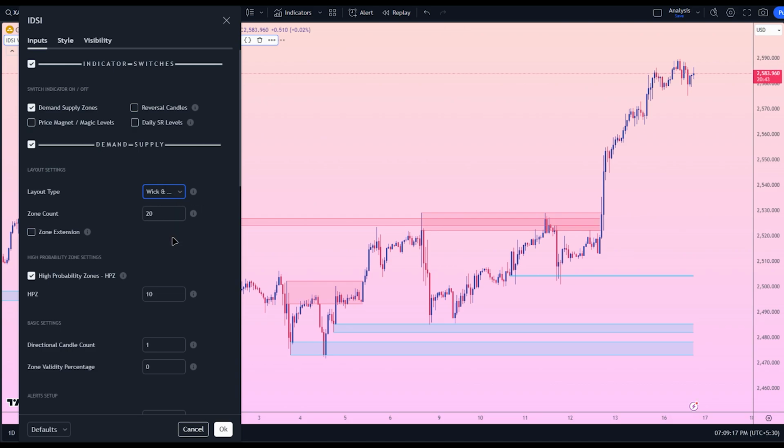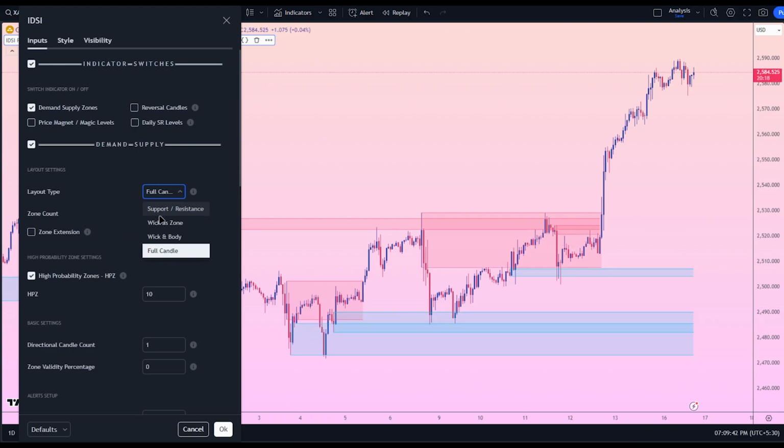Next is wick and body. Selecting this option will include both the wick and the body in the demand or supply zone. For a demand zone, drawn at the bottom, it will encompass the wick and open of a red candle. For a supply zone, drawn at the top, it will include the wick and open of the top candle. The fourth option is full body, which covers the entire candle body when drawing the zone.